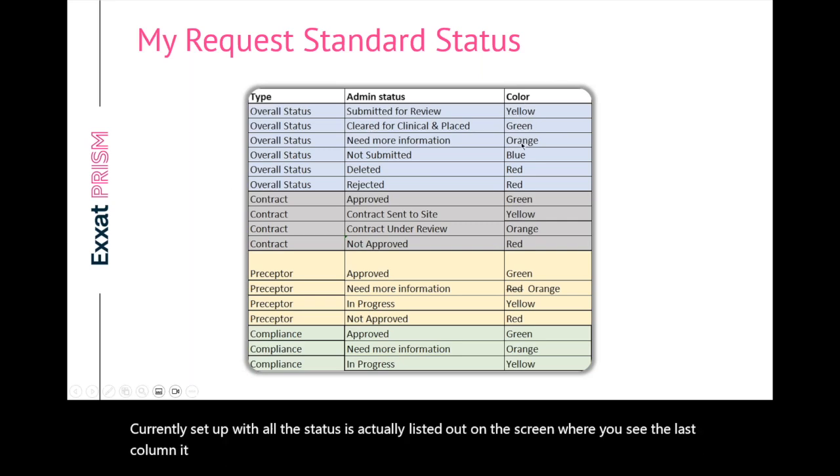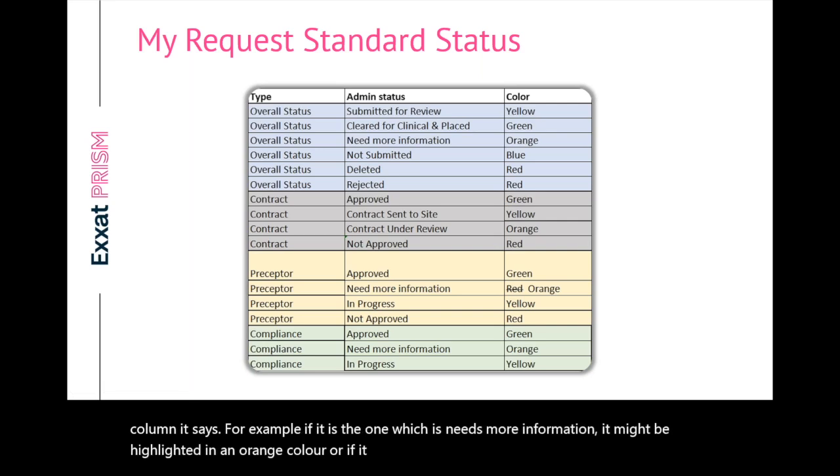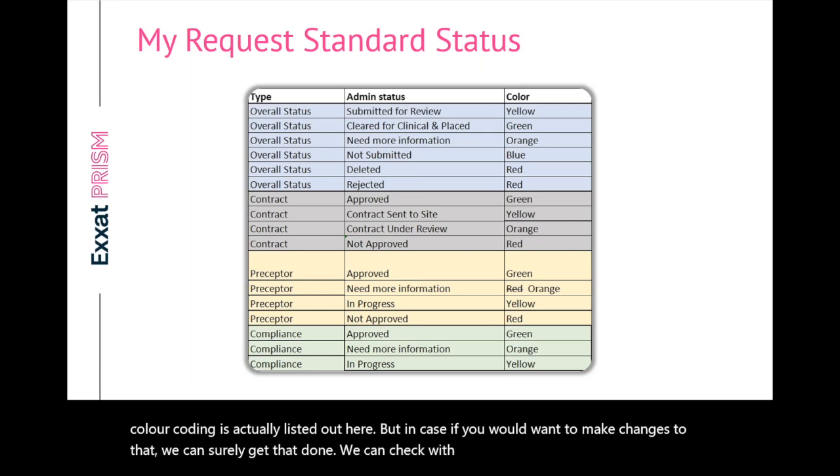For example, if it is the one which needs more information, it might be highlighted in an orange color, or if it is submitted for review, maybe yellow. All of this color coding is listed out here, but in case you would want to make changes to that, we can surely get that done. We can check with our team and we will try to accommodate those changes as well.